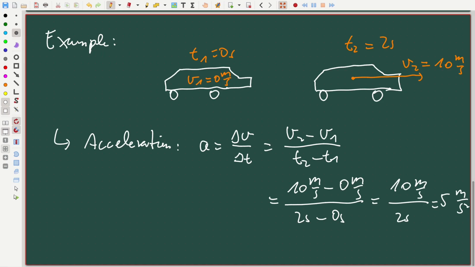The most important thing here is the unit, because now we have not meter and not meter per second, but meter per square second. And this is in general the unit of the acceleration. So we can write here that the unit of a is meter per square second, which means every second the speed of the object increases by 1 meter per second.